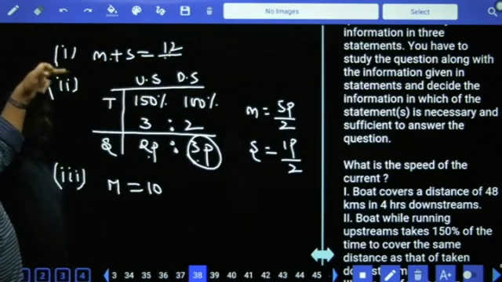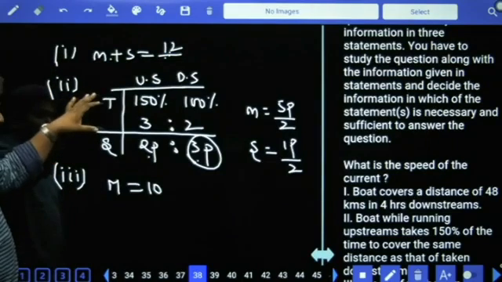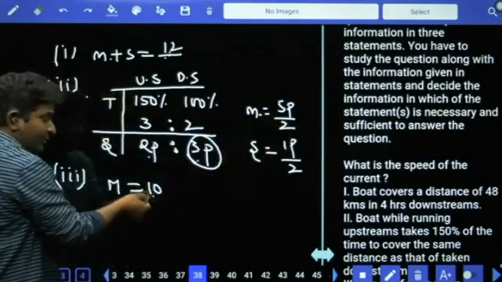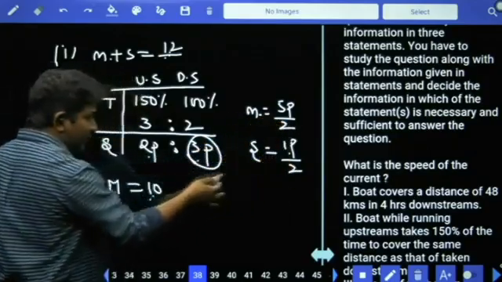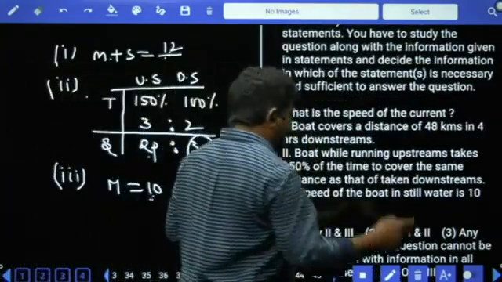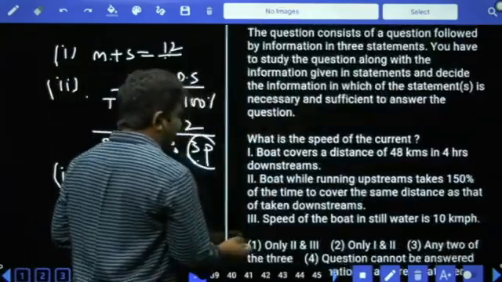We are getting the answer using 1 2 and then 1 3. Will you get the answer using 2 and 3? Yes. Man speed is equal to 5 parts by 2, that is equal to 10. Then S is equal to 1 part by 2, that can be calculated. Hence the answer is: any two statements are sufficient to answer the question.